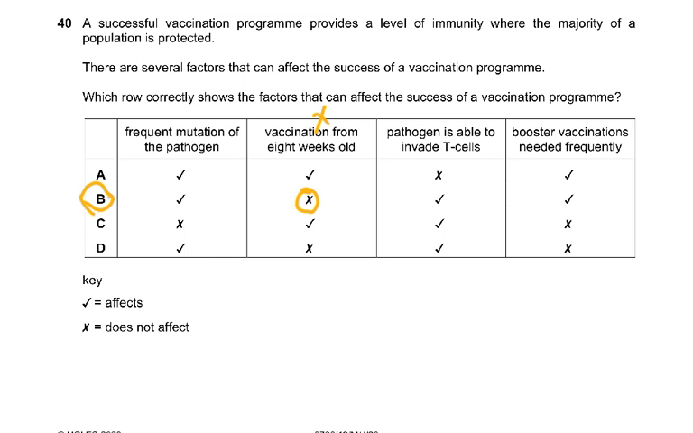Then the frequent mutation of the pathogen. Well, frequent mutation of the pathogen is not going to affect the success of the pathogen. So frequent mutations would result in the vaccination program failing. A pathogen able to invade again would make it not a very success story, and booster vaccination needed frequently is again not a very success story. So we have to see which can affect the success of the vaccination program. Okay, thank you very much.